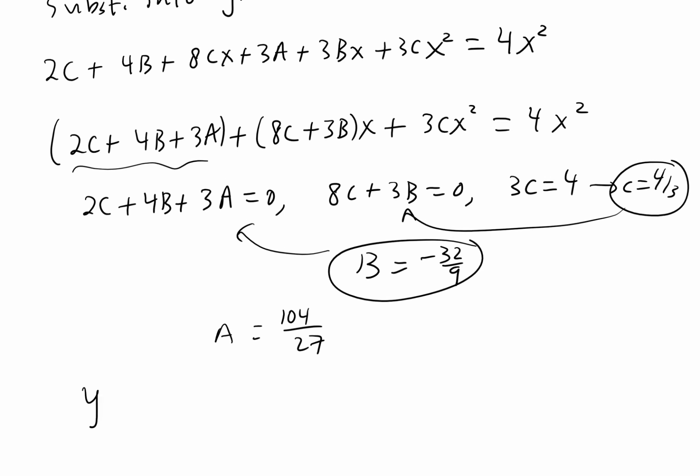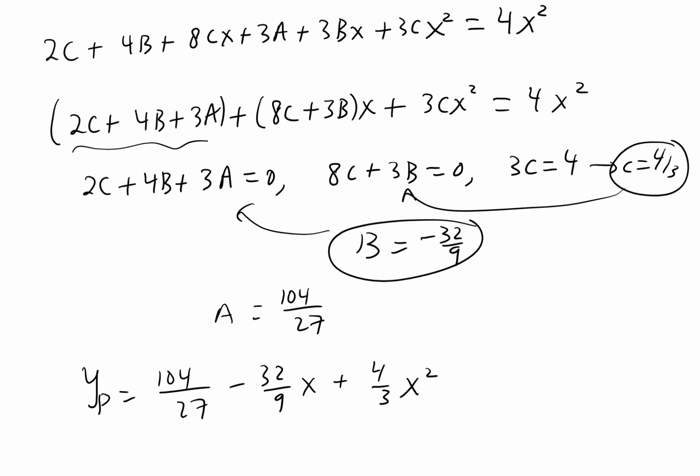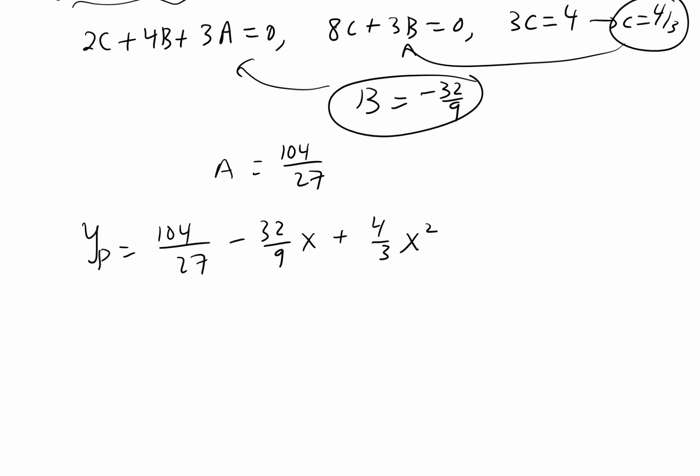So the particular solution becomes 104 over 27, minus 32 over 9 x, plus 4 over 3 x squared. Then you can put it back in to get the general solution. That's how we use annihilators to solve differential equations of this kind.